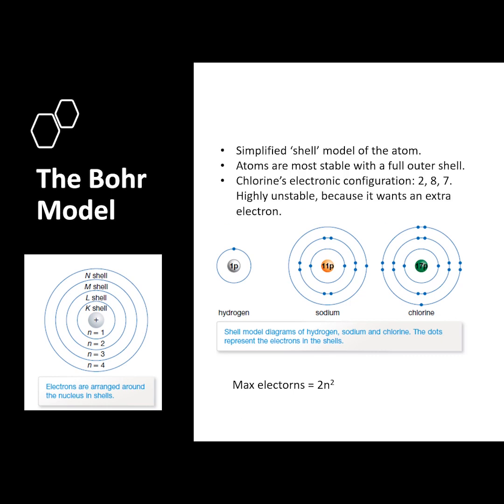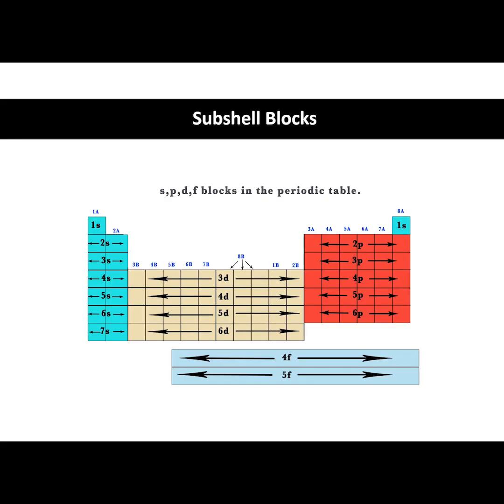Atoms are most stable with a full outer shell, so that's like the octet rule. 8 electrons in a shell makes a stable atom. And atoms that are close to that are highly unstable because they really want to become stable. This might not make much sense, but you'll see later on.